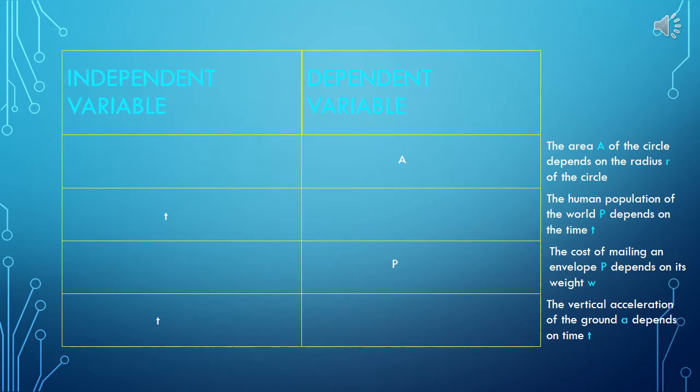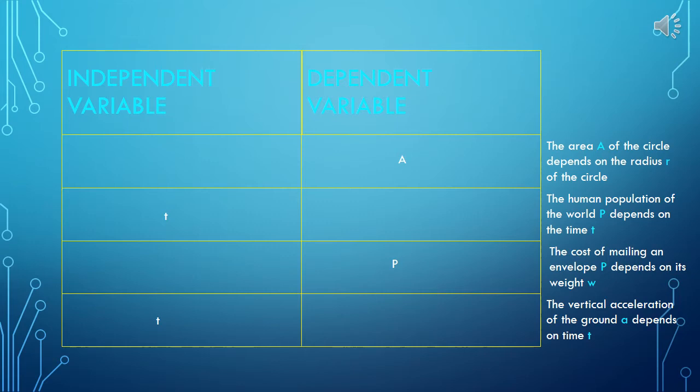According to the mentioned examples, let's fill in this table. The first example, the area A of the circle depends on the radius R of the circle. So A is the dependent variable and R is the independent variable. The second example, the human population of the world P depends on the time T. So P is the dependent variable and T is the independent variable.